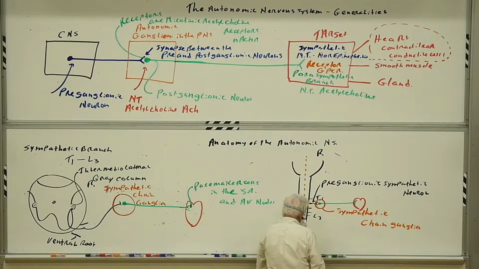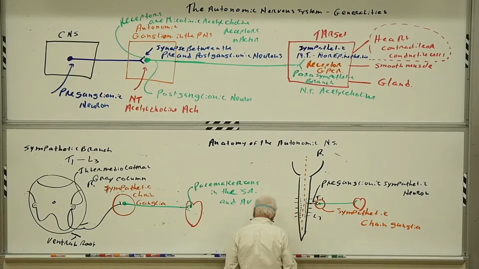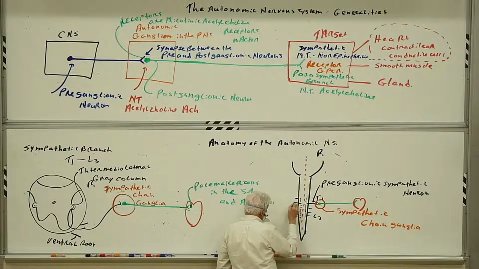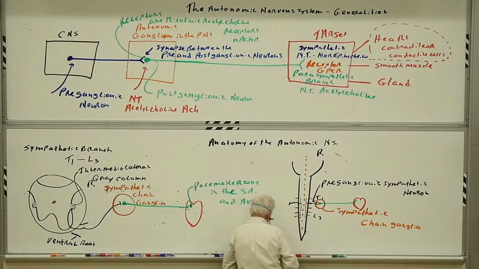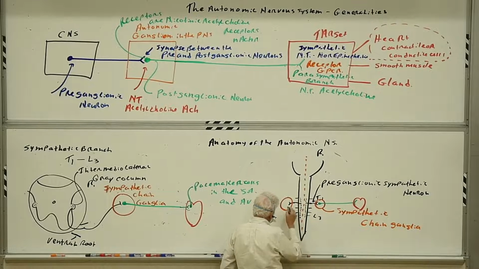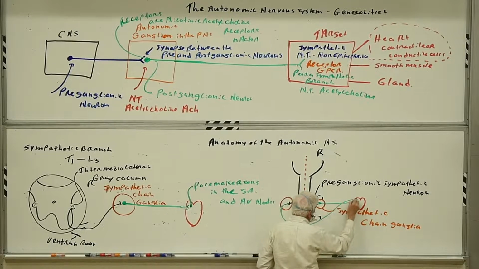Now, I should say, because we're bilaterally symmetrical, you'll see a similar set coming from the left side, coming out into the spinal nerve, forming synapses in the sympathetic chain ganglion, and the postganglionic neuron now innervating the heart again.